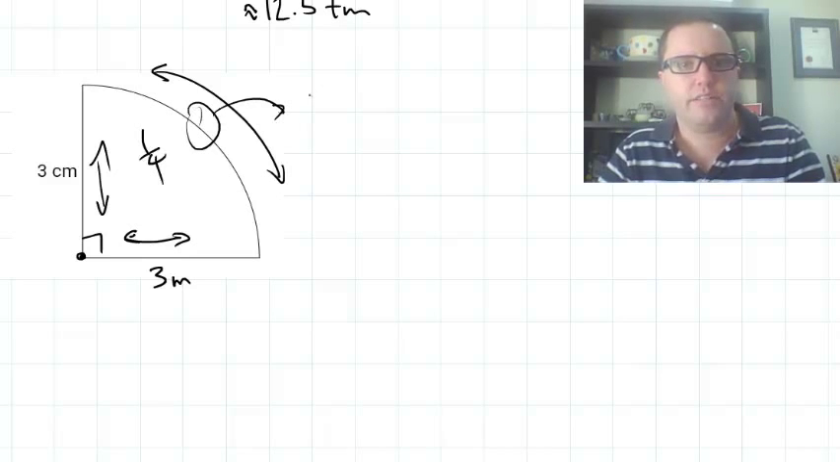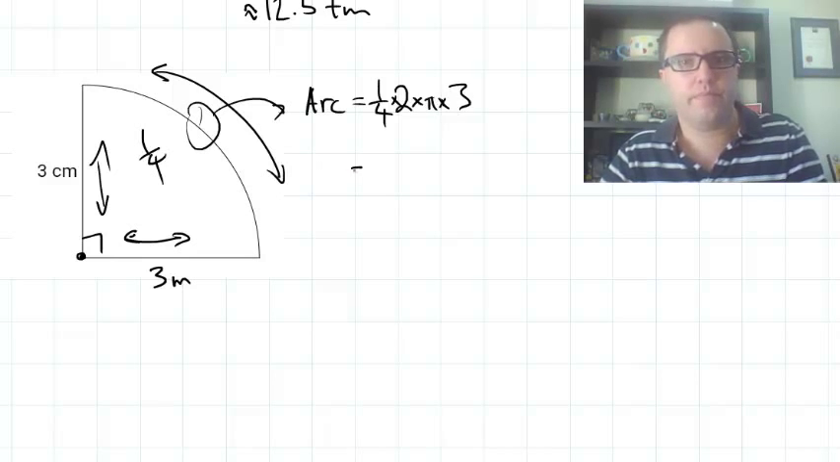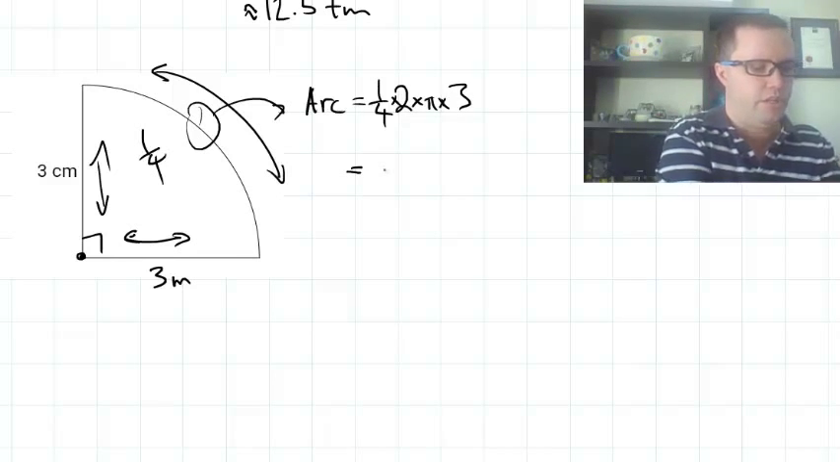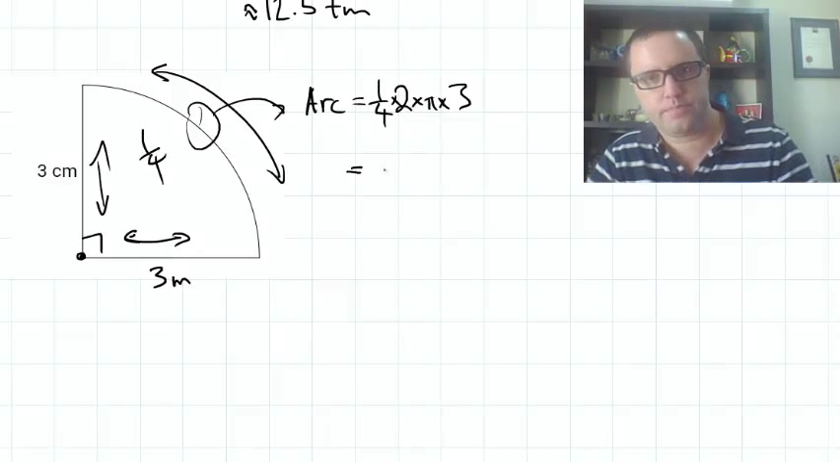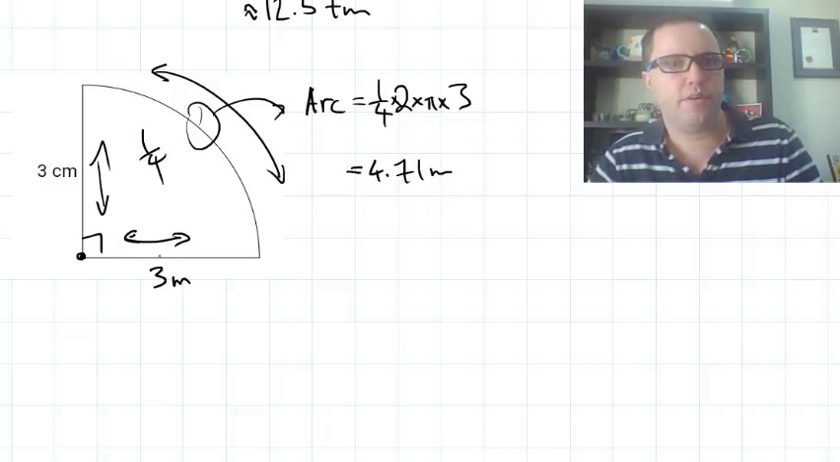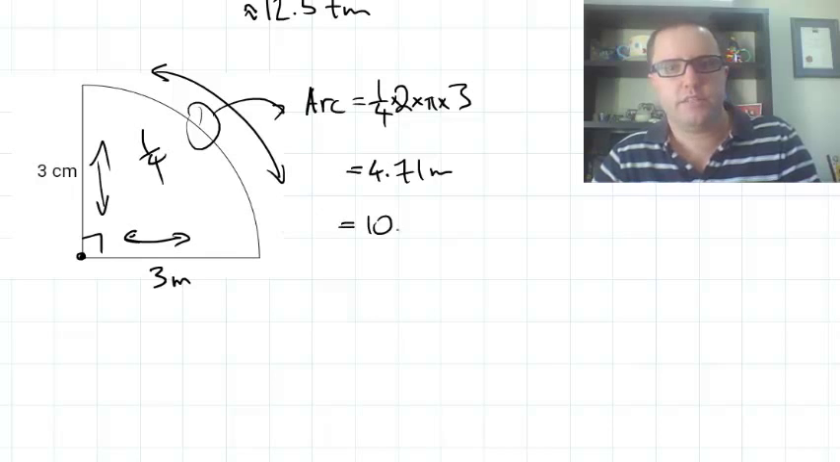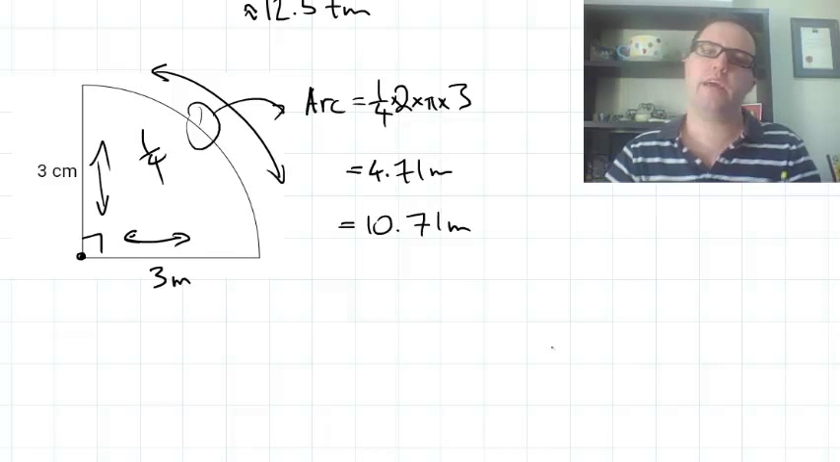So let's figure out this length first over here. It's called an arc, so this arc will be equal to a quarter times 2 times pi times 3, which is 4.71 meters, plus this extra 3 and 3 here, which is 6, gives us 10.71 meters. And that's how you go about those ones.